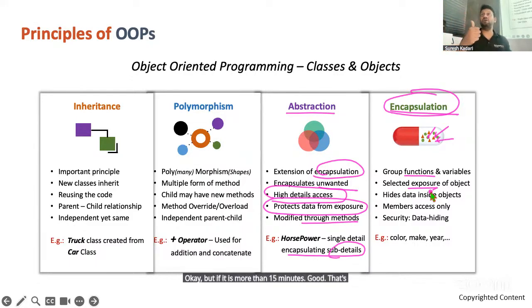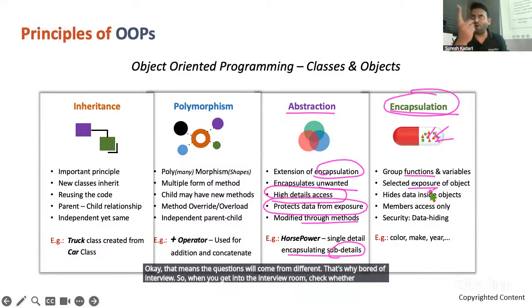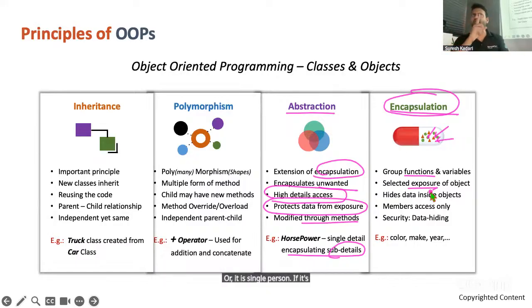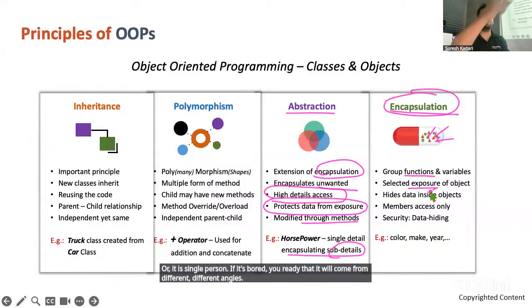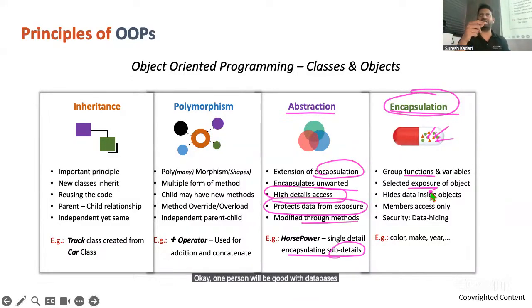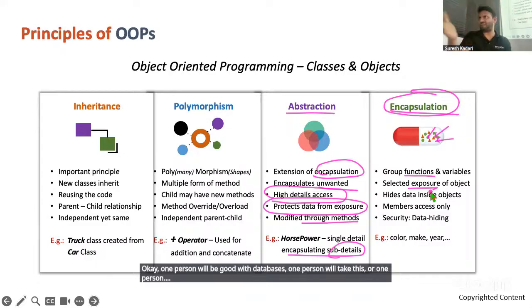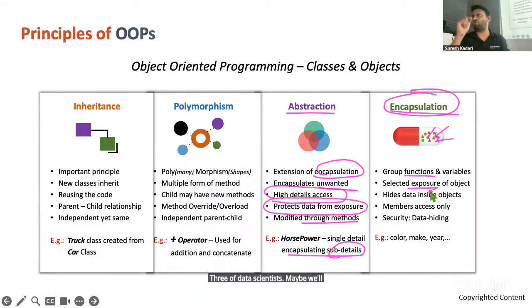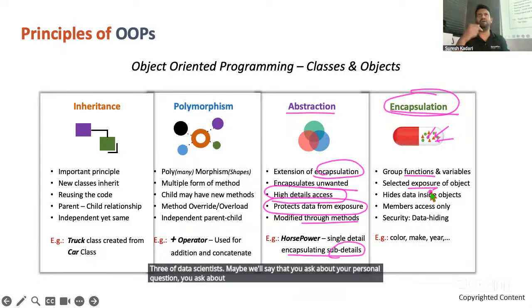That's why, one person, one hour, it's not possible. That's why we four will sit. Within 15 minutes, we'll grill you, so the questions will come from different people. That's why a board of interview. When you get into the interview room, check whether it is a board or a single person. If it is a board, be ready that questions will come from different angles. One person will be good with databases, or three are data scientists. Maybe we will say you ask about the personal questions, you ask about the CV, I will ask about this.